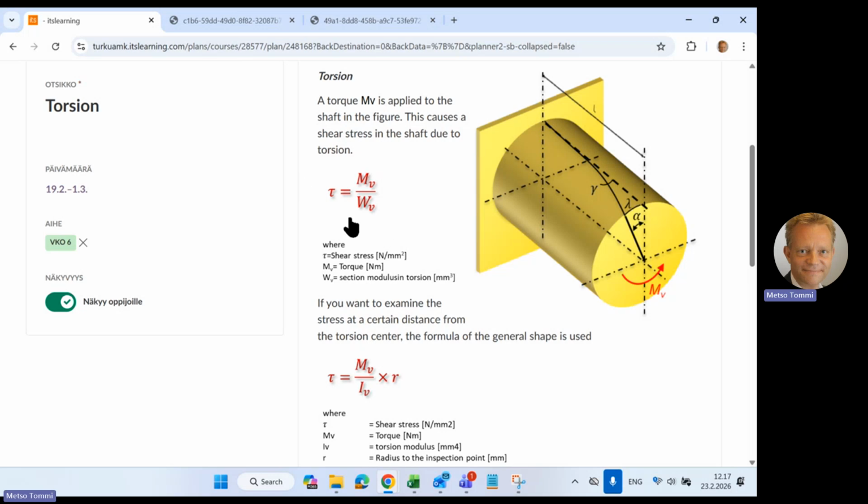And this formula tells the maximum shear stress in the surface of this shaft. But we can also calculate in whatever part in this shaft the torsion, but in strength theory we always want to know the maximum value, and this formula gives the maximum value automatically.